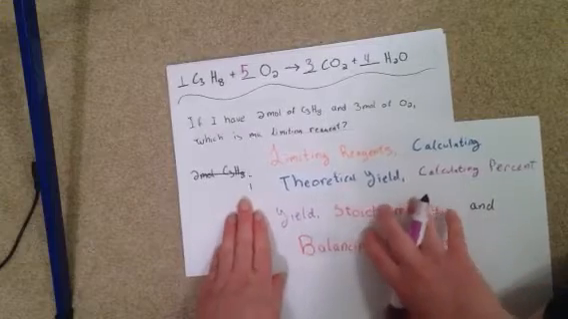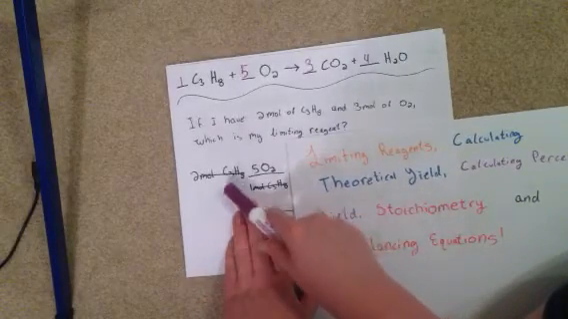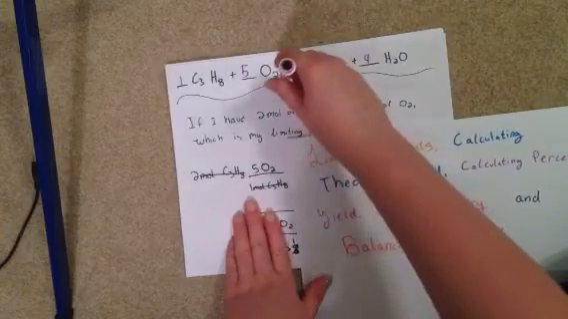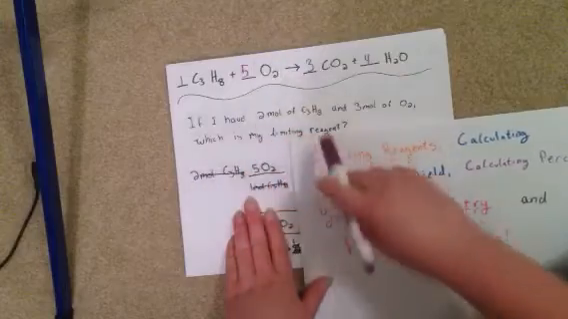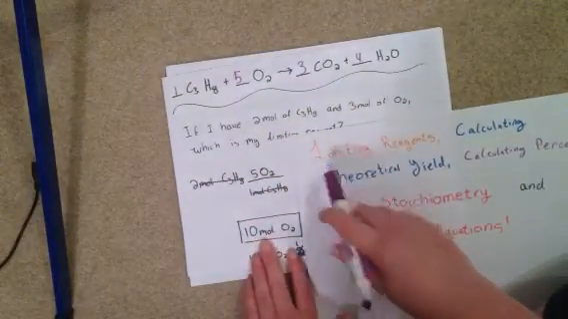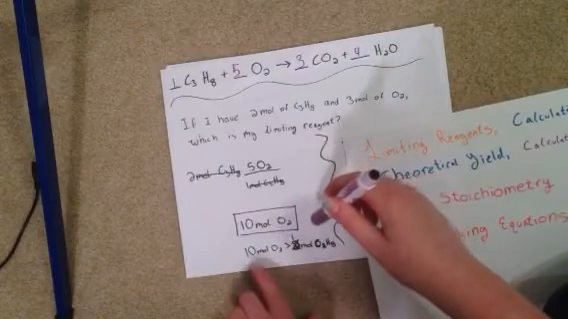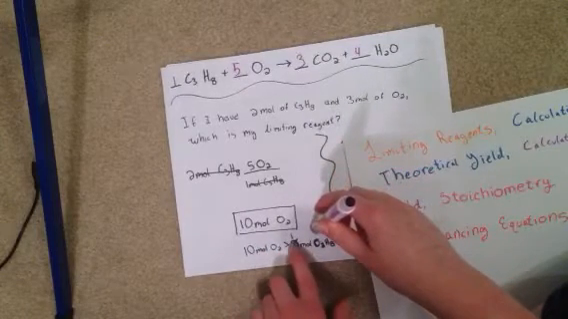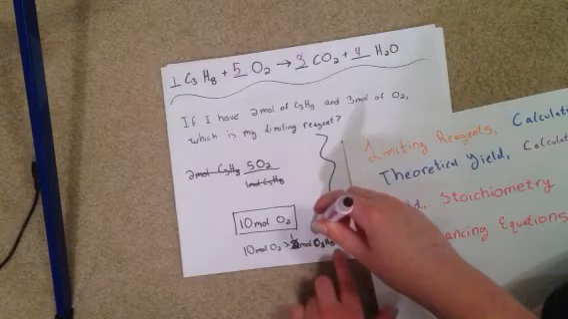So, let's write down what we know. We know that there are 2 moles of C3H8, and we know that there are 5 moles of O2 in this equation, and there's only 1 of these. So we can cancel these out, and we get 10 moles of O2. And so we know that we have 10. 10 is greater than 1 mole of C3H8.